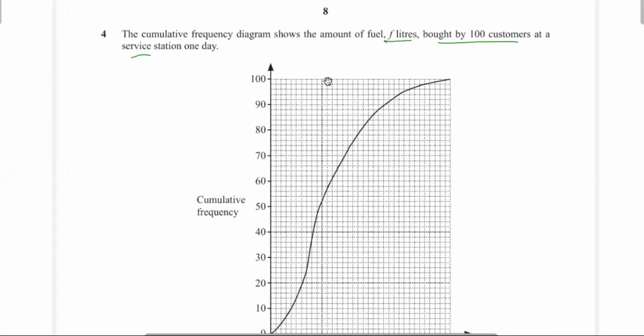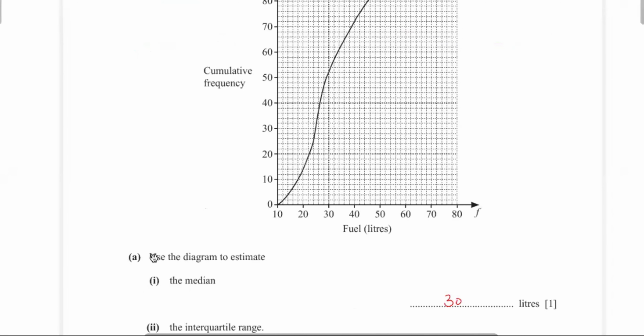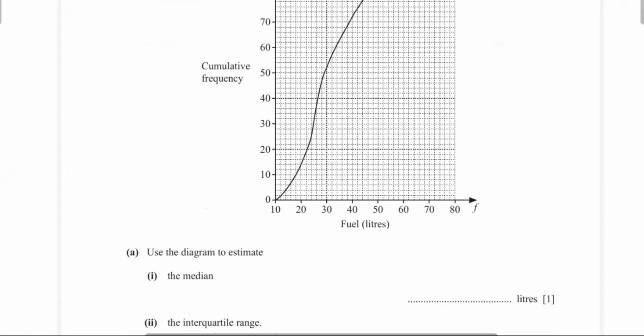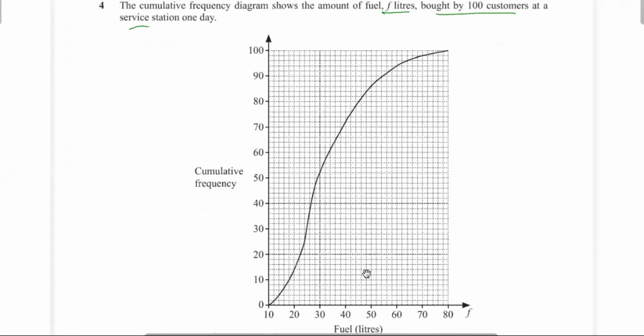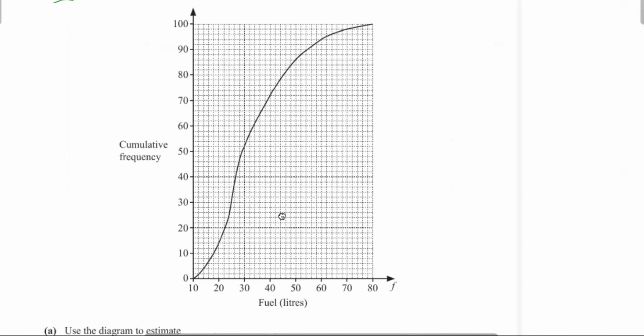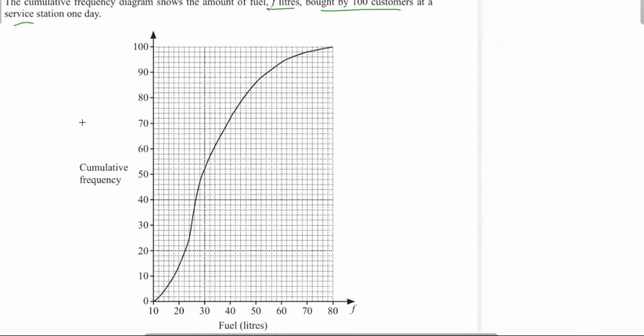Question number 4. The cumulative frequency diagram shows the amount of fuel bought by 100 customers at a service station one day. Part A, use the diagram to estimate the median. Now to find the median, you see here, this is the cumulative frequency graph. We take the middle value from the y-axis. You see here on the y-axis, there are 100 customers and the middle value will be 100 over 2, and that's equal to the 50th value.